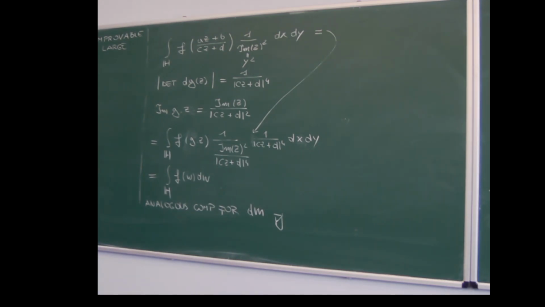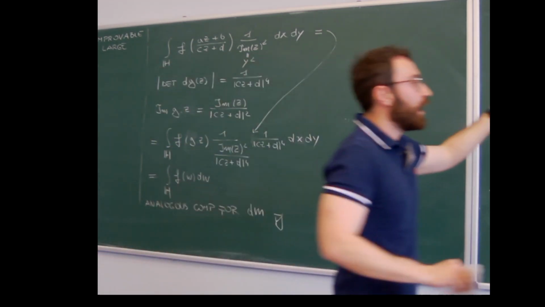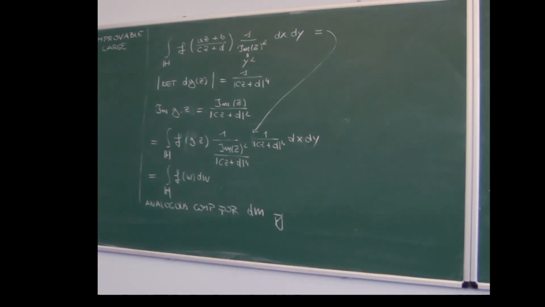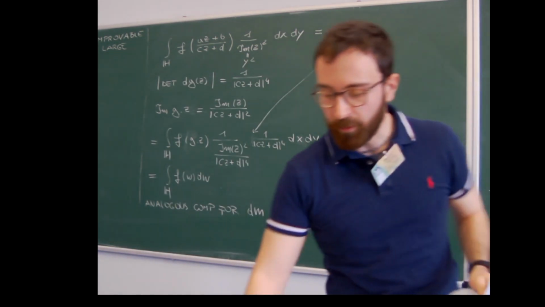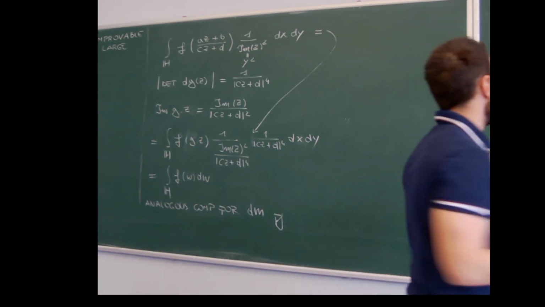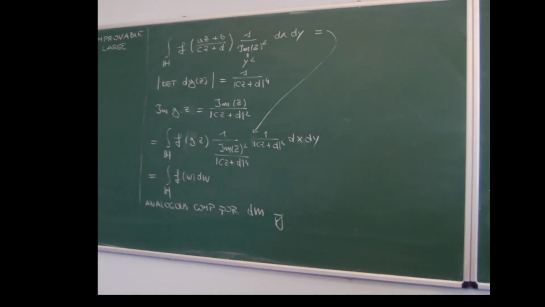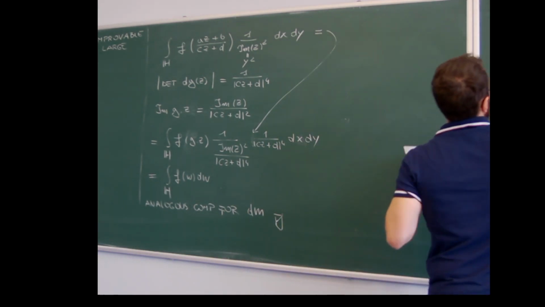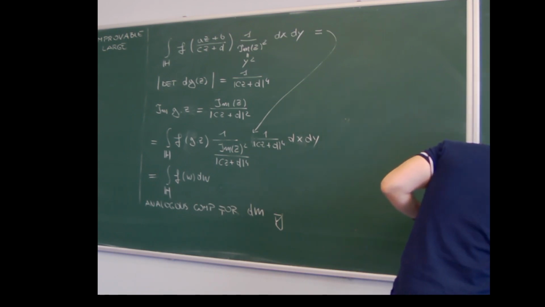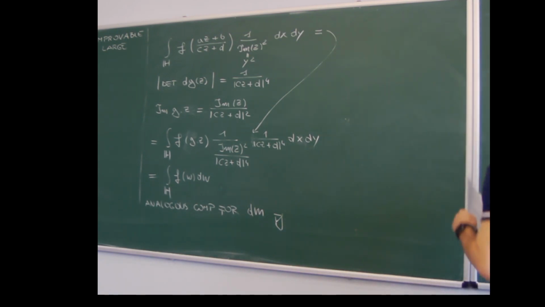Good. So this shows that our measure, the hyperbolic area, is left invariant. And also the hyperbolic volume. You just need to do a little bit more computations. There's nothing complicated in this. Okay? Good.